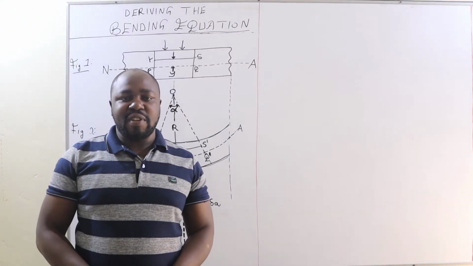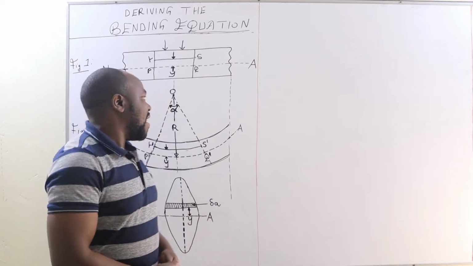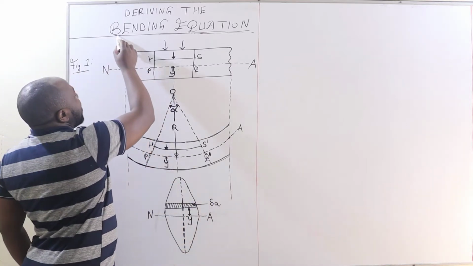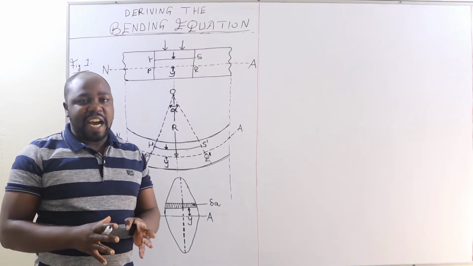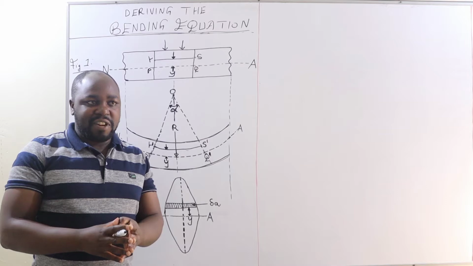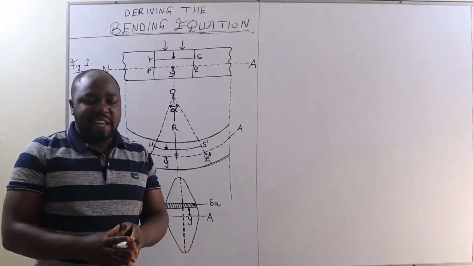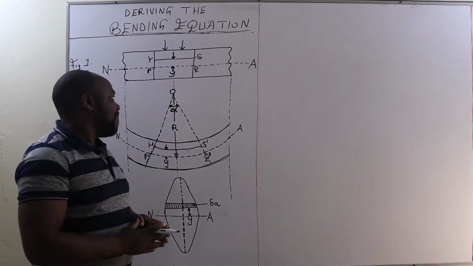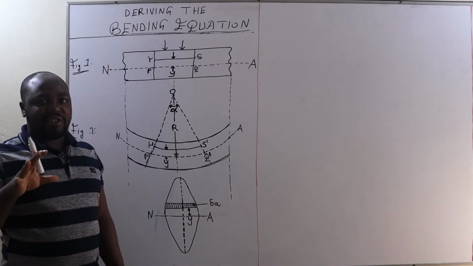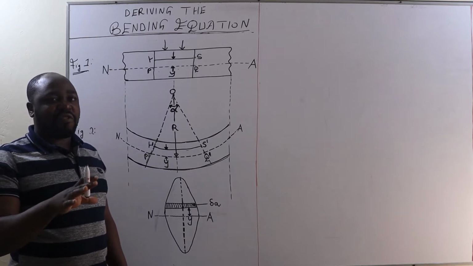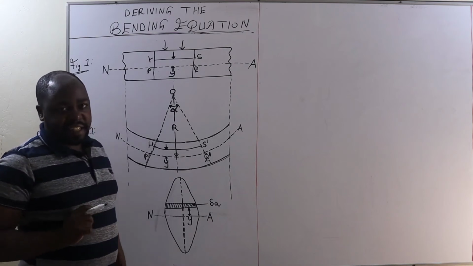Today we are going to derive the bending equation. To derive the bending equation, we are going to consider a section of a beam, or in other words, a longitudinal section of a beam, just a part of it. Figure 1 shows a longitudinal section of a beam with two layers.